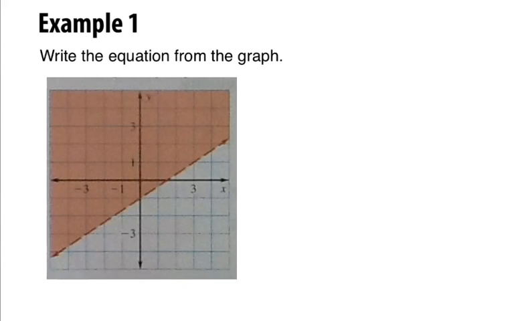Raise your hand. Shane? It's shaded above. That's how it's going to be greater than. What else do you see that's important? It's dotted, meaning it's just going to be greater than, not an equal to part. What else? The y-intercept is -1 because it goes right through the y-axis. If you look right here, it goes through -1. What else?